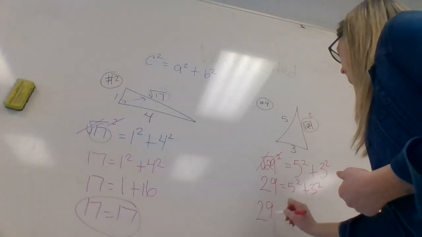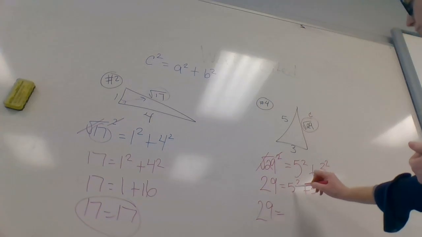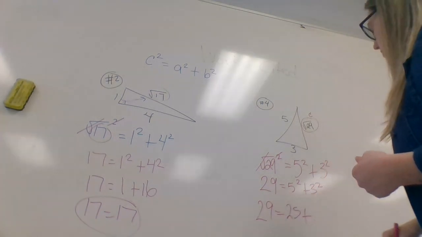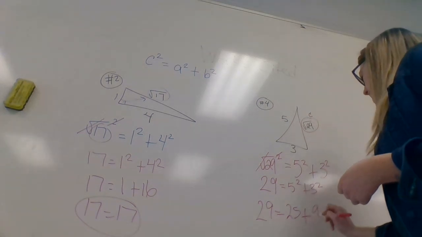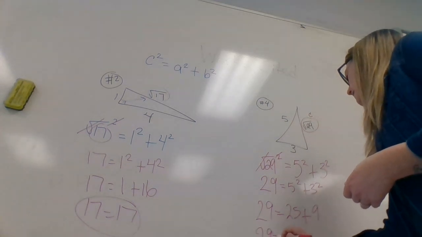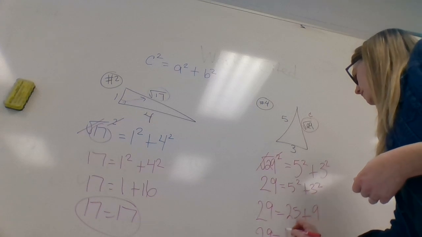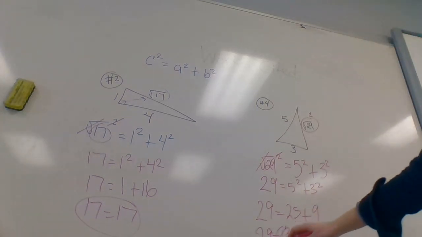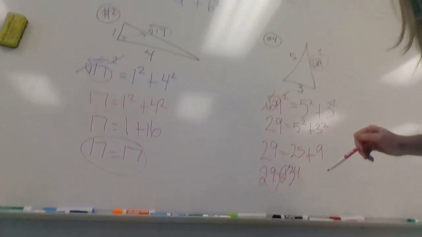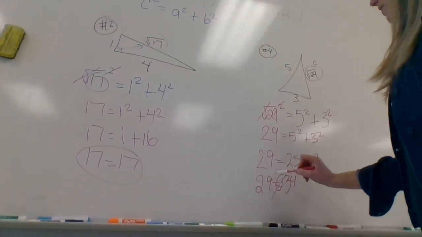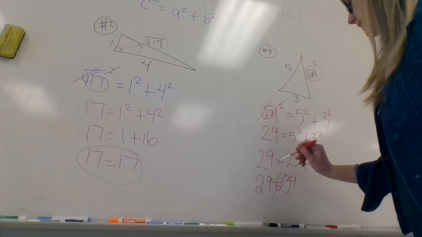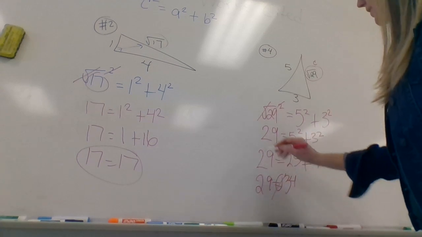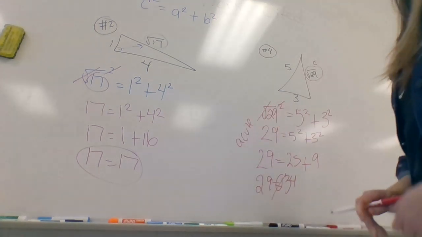Then 29 equals 5 squared, or 5 times 5, gives me 25, plus 3 squared, or 3 times 3, gives me 9. So 25 plus 9 equals 34. In this case, it is not true. 29 does not equal 34. And if you remember, if c squared is less than a squared plus b squared, then it's an acute. So this is an acute triangle.